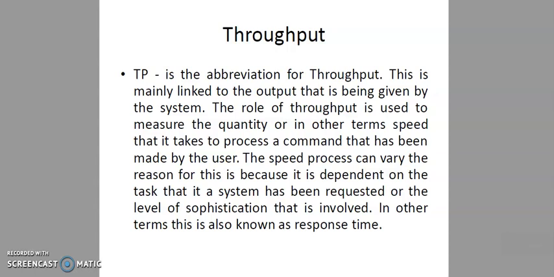The speed of processes can vary. The reason for this is that it depends on the task the system has been requested to do, or the level of sophistication involved. In other terms, this is also known as response time. This is used to show the overall productivity of the computer, how well a computer performs. It is used to show how quickly a computer responds to a command.